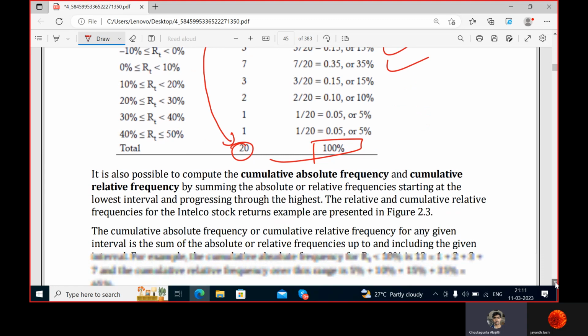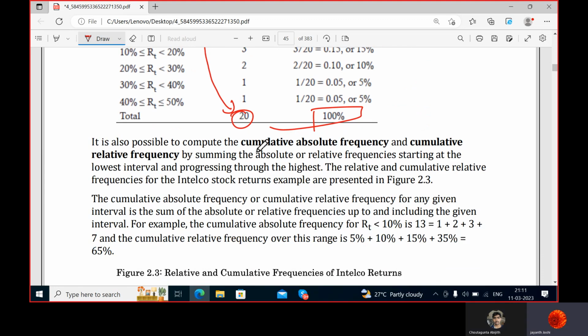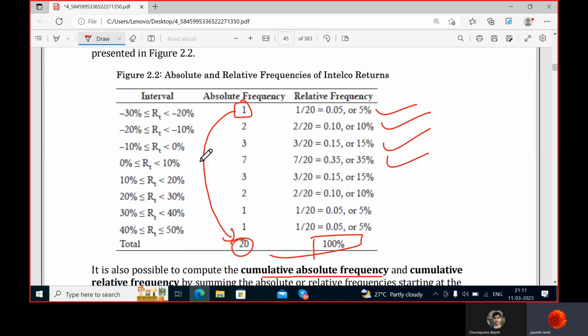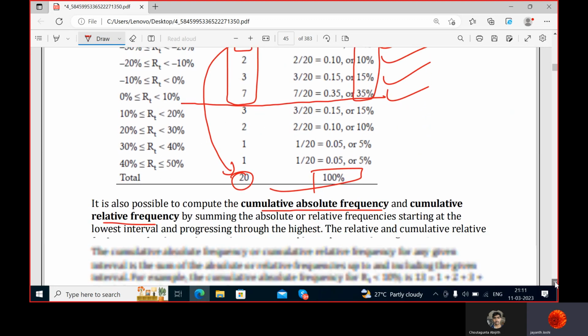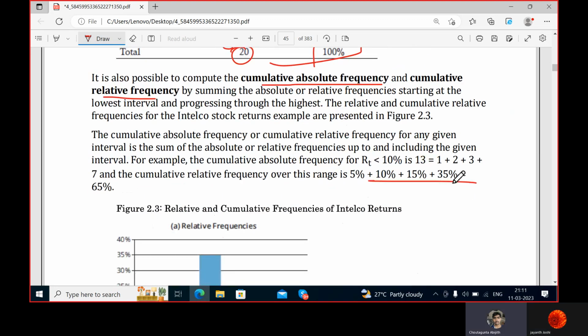Now it is also possible to compute the cumulative absolute frequency and cumulative relative frequency by summing. See, cumulative is nothing but you can add up the things. Let's say they have taken returns less than 10. Returns less than 10 in the sense, if I'm not wrong, they are speaking about this data, correct? So you add up all this, you get the cumulative absolute frequency, and you get cumulative relative frequency. And they have shown that here. Correct, Abhijit?